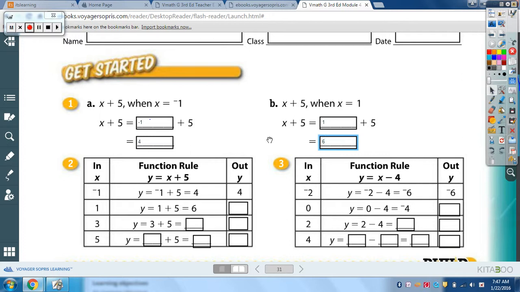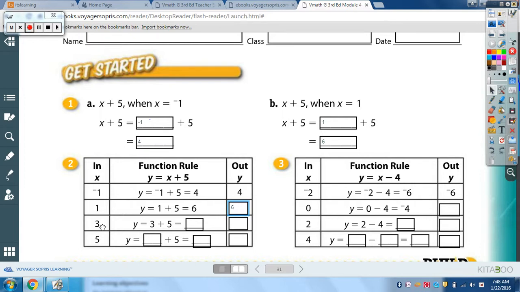is -1. So y equals, our original function was what? y equals x plus 5. So we substitute -1 where there's an x. So now we have the equation y equals -1 plus 5, which equals 4. So our output value, as you can see right here, is 4. If we input 1 for x, our equation then becomes y equals 1 plus 5, which equals 6. Therefore, our output value, or our y value, is 6.